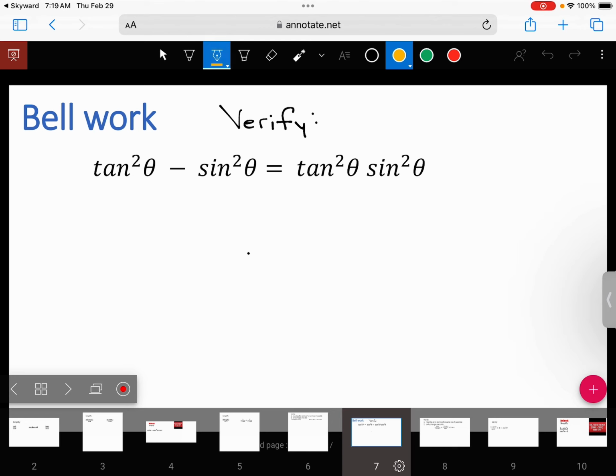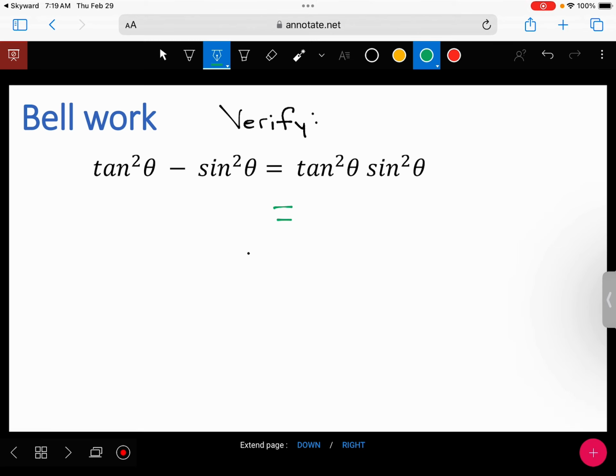But anyways, the first thing we said to do on this problem was we were going to leave our right-hand side alone. That left-hand side, we want to rewrite it in terms of cosine and sine. So tangent squared is going to be exactly sine squared over cosine squared. And then do we need to rewrite sine squared? Nope, it's already a sine or a cosine.